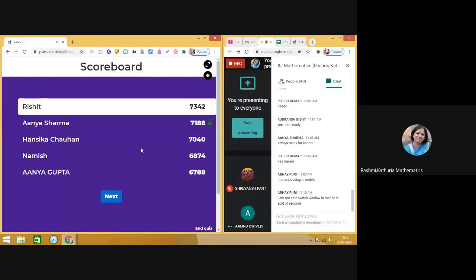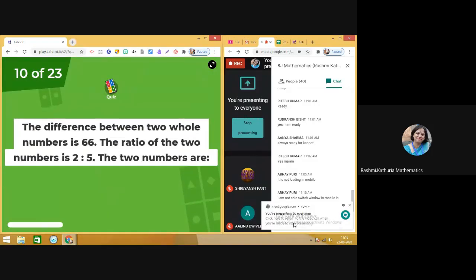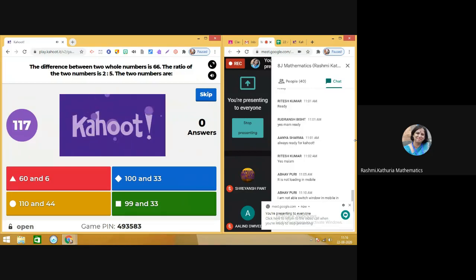So here you see there is a change in the leaderboard. And then here is the next question. The difference between 2 whole numbers is 66. The ratio of the 2 numbers is 2:5. You need to find the numbers. An application of linear equation in one variable.